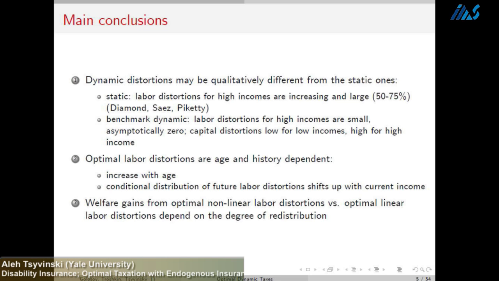Finally, I'm going to compare the welfare gains from nonlinear optimal taxation to the optimal linear labor distortions, and I'm going to conclude that they depend on the degree of redistribution that the planner wants to have.